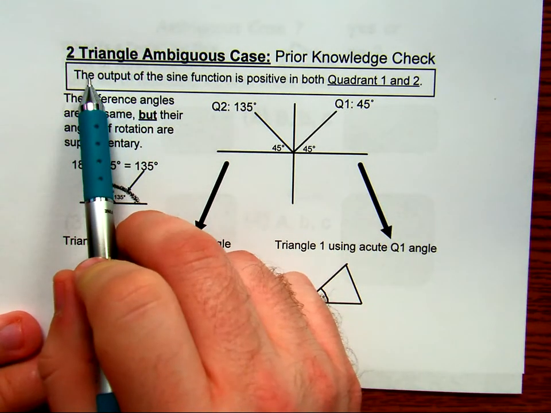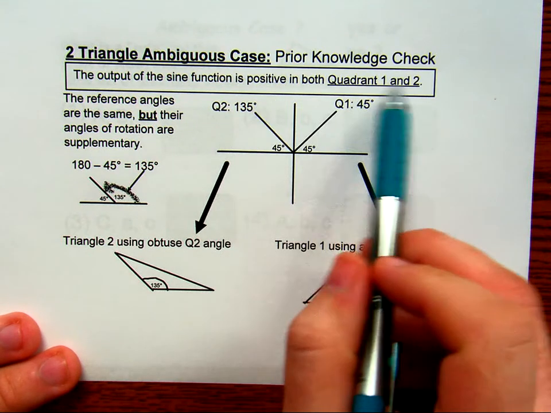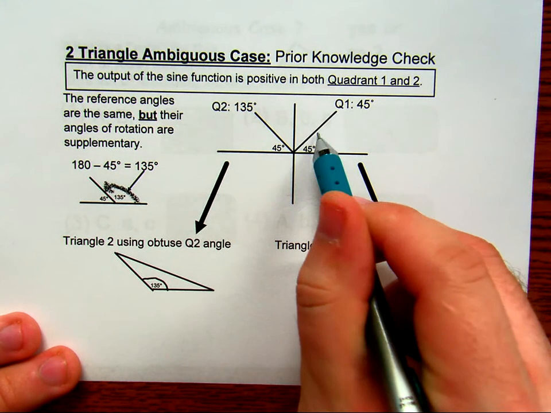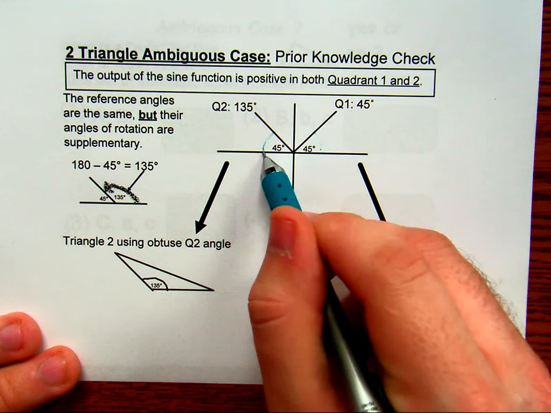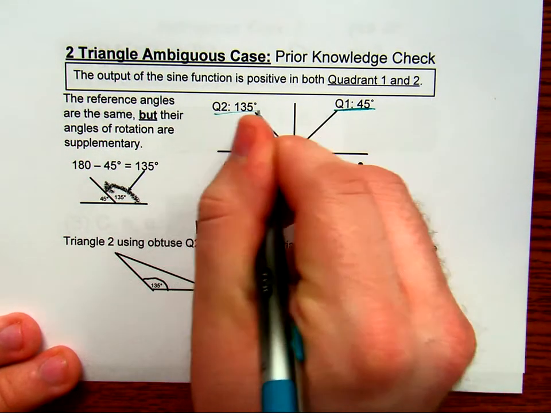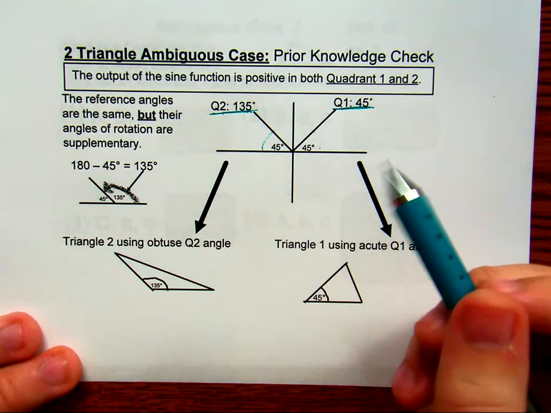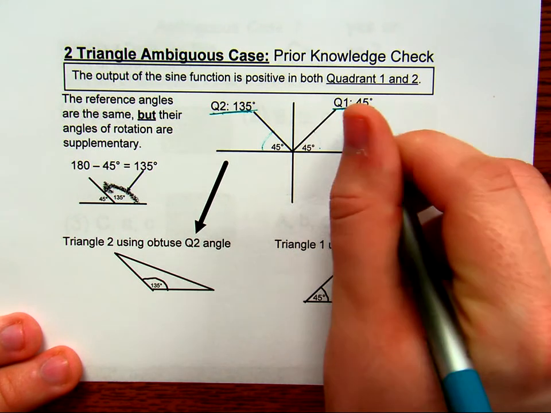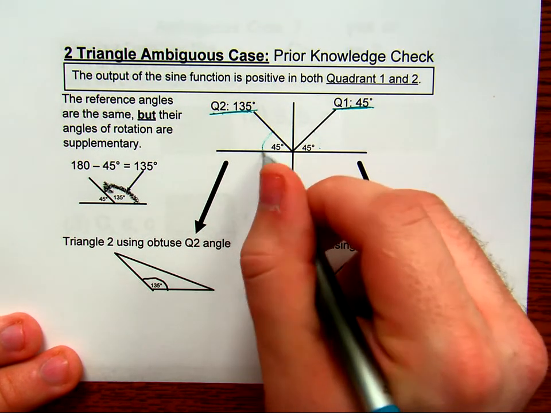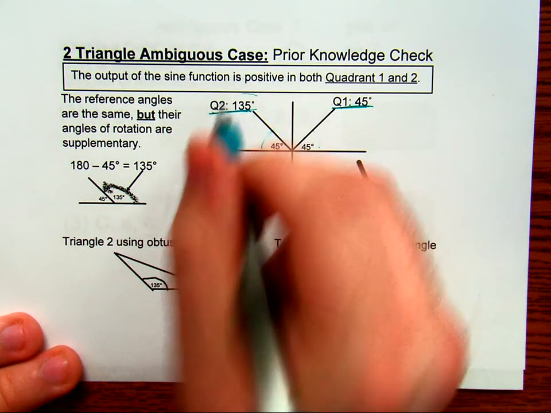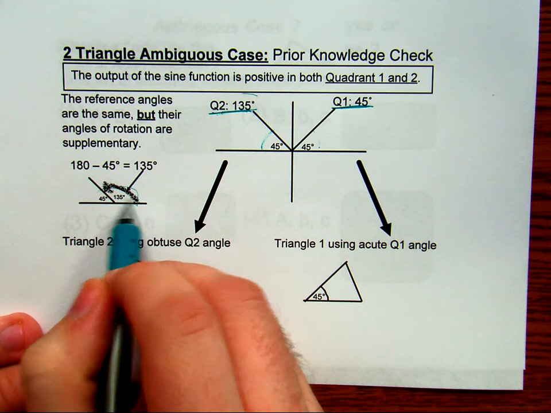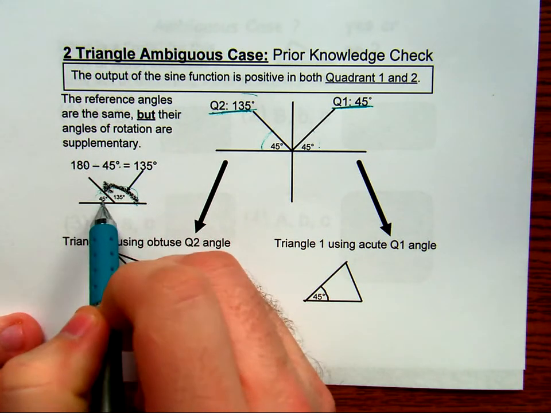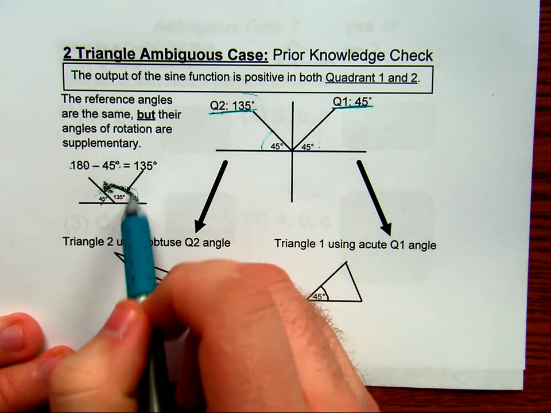We already discussed in the warm-up that the output of the sine function is positive in both quadrant 1 and quadrant 2. So something we would have seen in the past is reference angles of 45 degrees in both quadrants, but we needed to figure these out. We have our unit circle, of course, but not everything is going to be in the unit circle. The idea is, in quadrant 1, the rotation is 45 degrees. In quadrant 2, the rotation is 135 because that is the supplement of the 45 degree angle. Supplementary means we take 180 minus the angle. So 180 minus 45 gives us that other angle in quadrant 2 of 135.